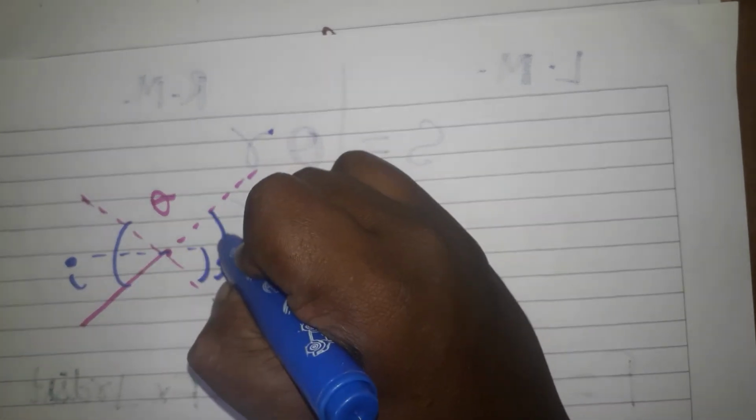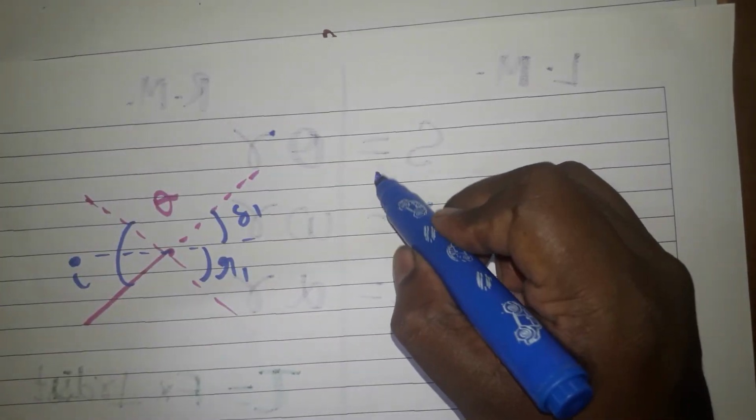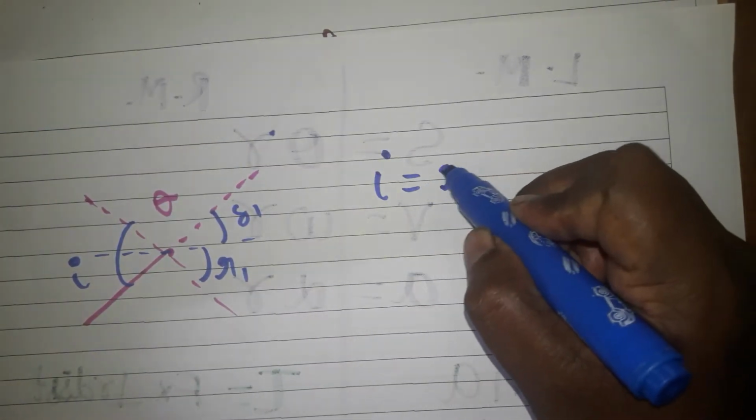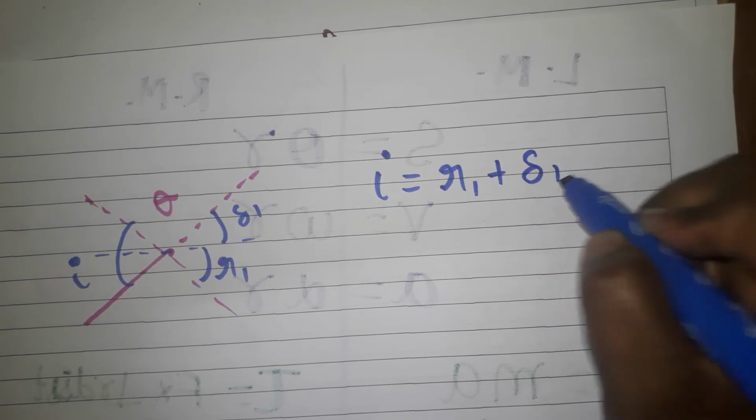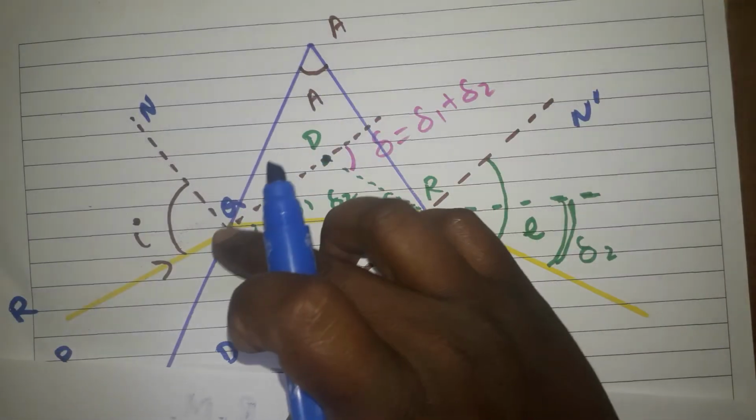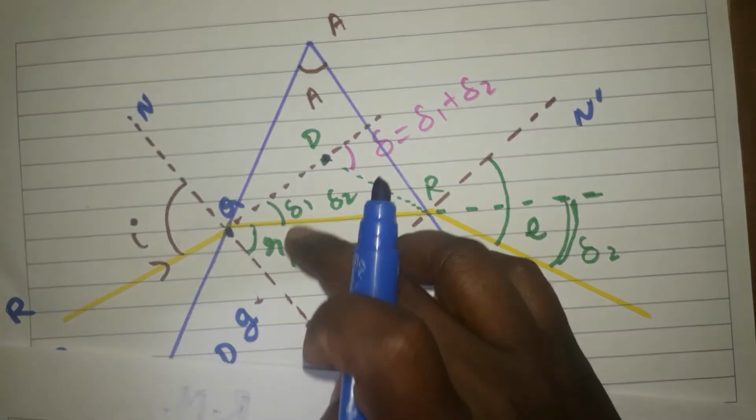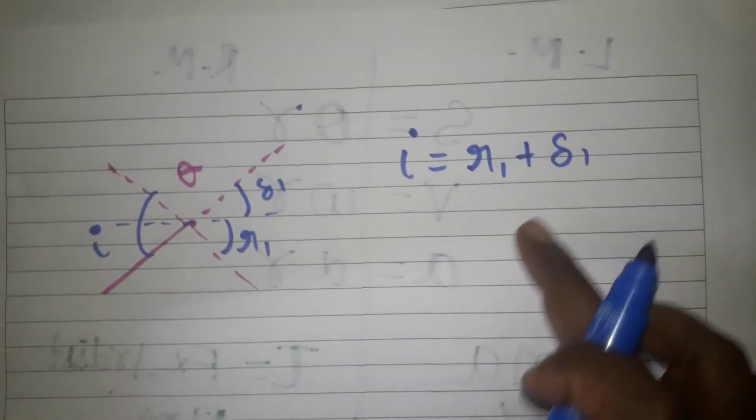refraction 1, and this is called deviation 1. So this side equals this side, left hand side is equal to right hand side. When the cross mark is there, this side is equal to this side. So the incident angle is equal to refraction 1 plus deviation 1. Exactly at this point, I is equal to deviation 1 plus R1. I have taken that equation.